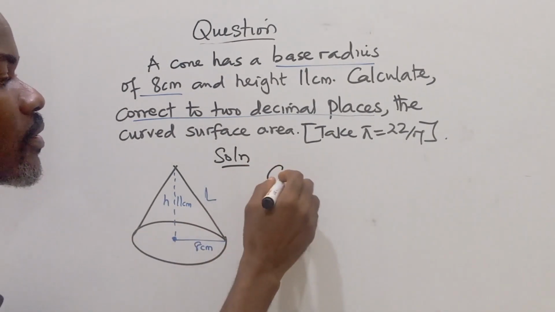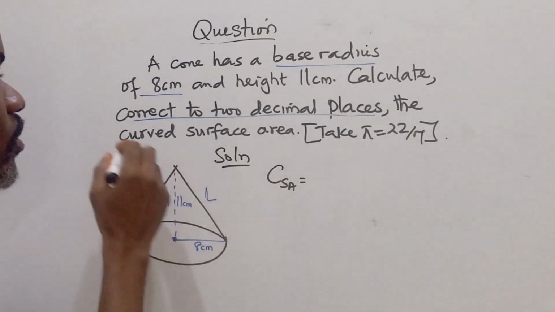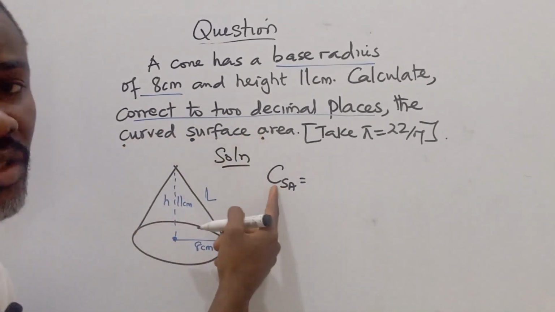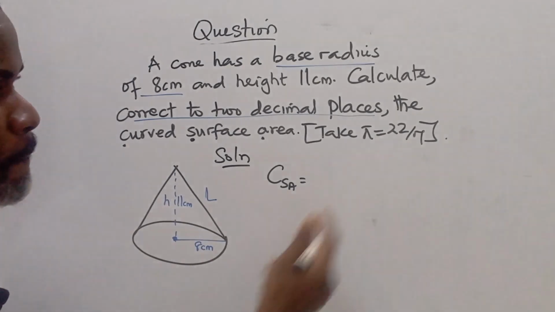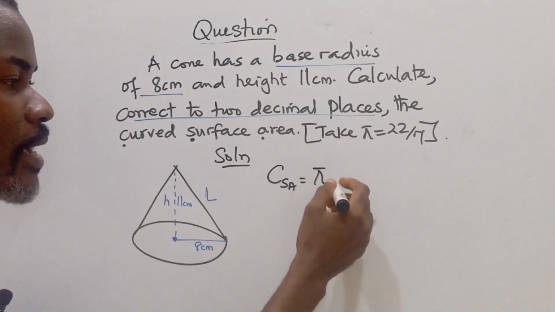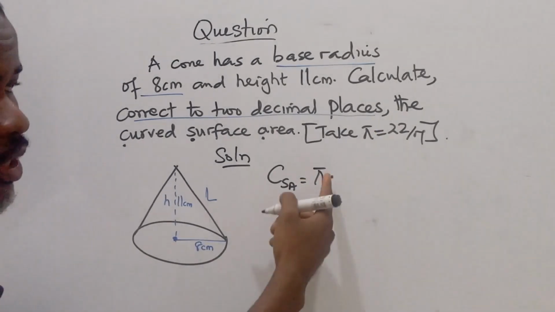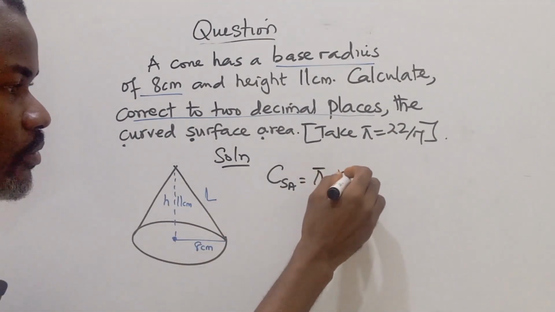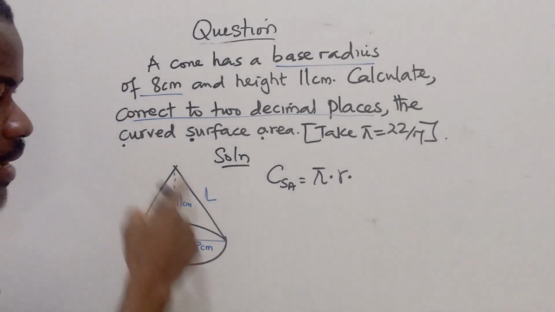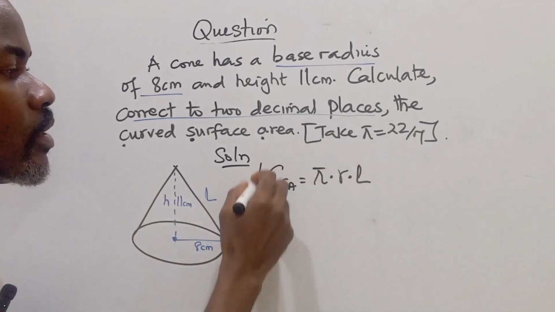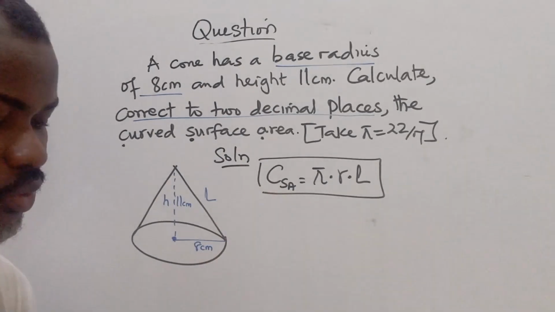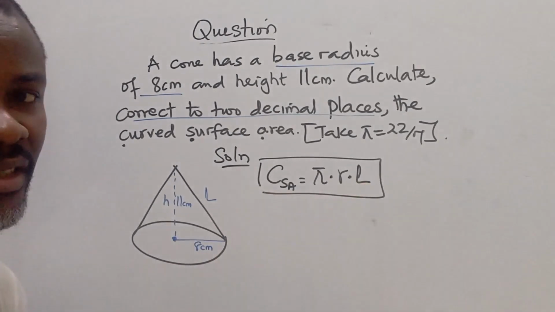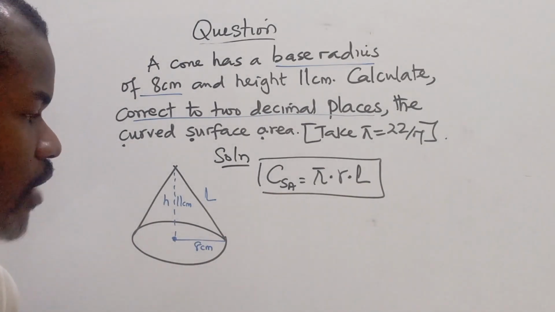So our curved surface area, let's just call it curved surface area, CSA, just an abbreviation, is equal to pi times the radius, r, times L. So by formula, this is what we are going to use. But if you look at this formula, we don't know the value of L, so we have to solve for L.